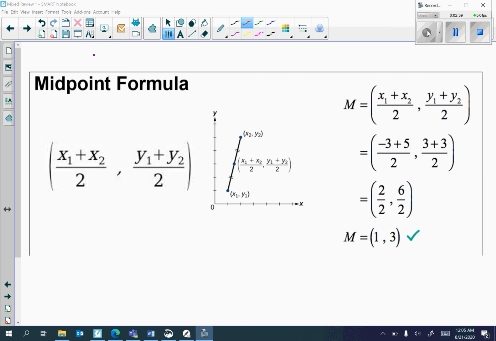You might see the word bisected, which means we're looking for the point in the middle after it creates two congruent parts. So here is an example of using the midpoint formula. I add my x's together, I add my y's together, and I get the point 1, 3. And remember, it's a point, so it has to have parentheses around it.